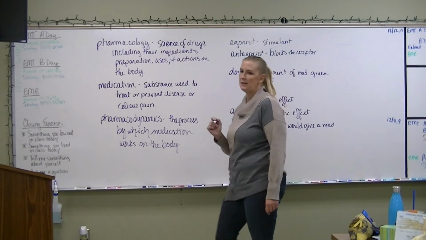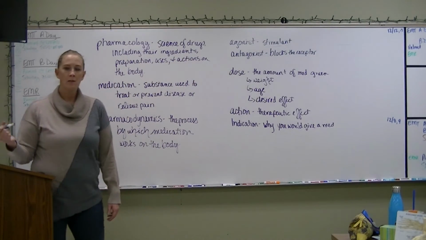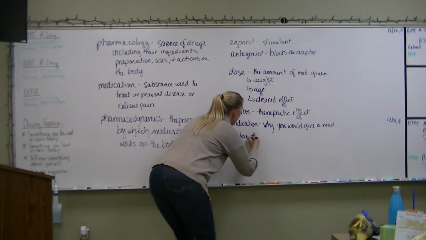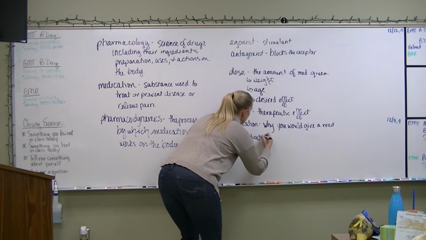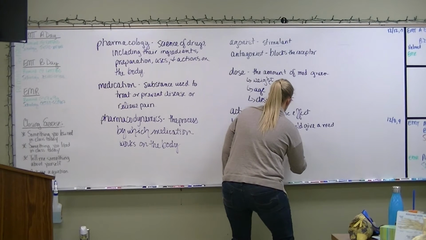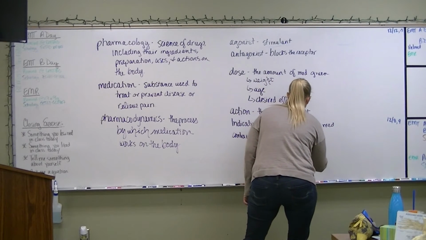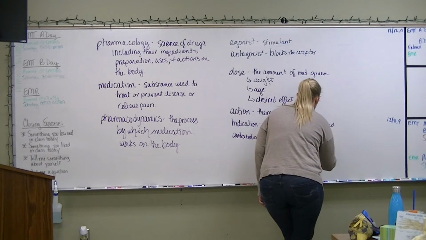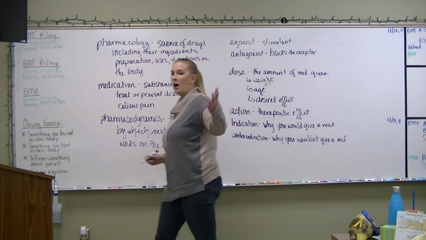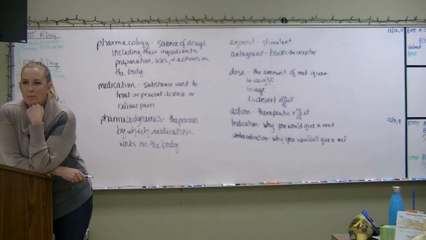Okay, what's a contraindication? We talked about contraindications when we talked about OPAs and NPAs, right? So what is a contraindication? Why you wouldn't give them a medication. What is a contraindication of the use of nitroglycerin? Systolic blood pressure of under 100.